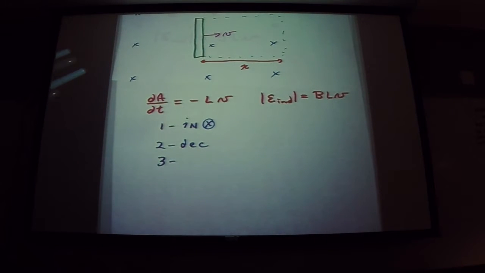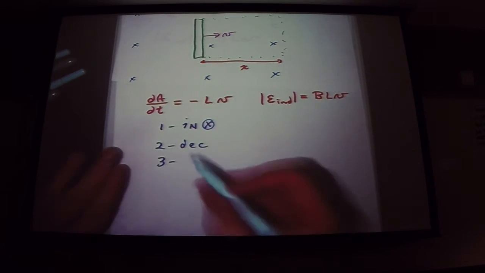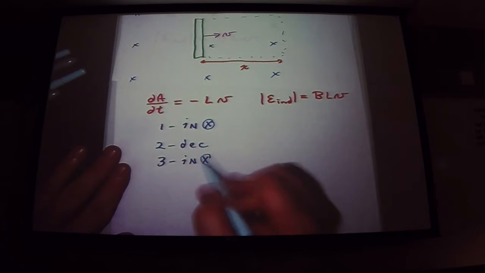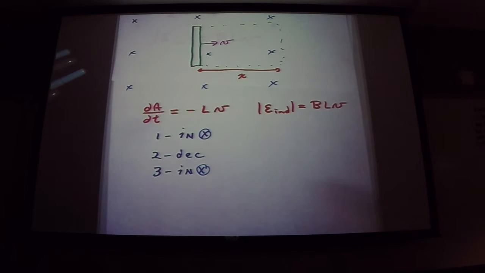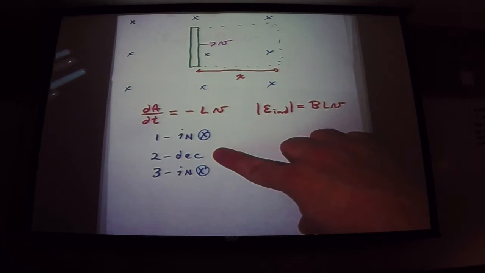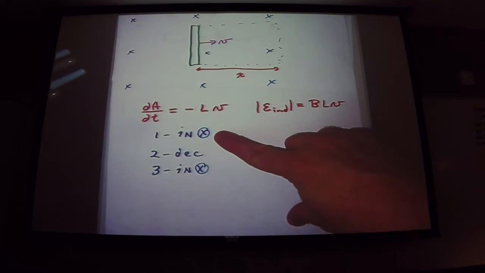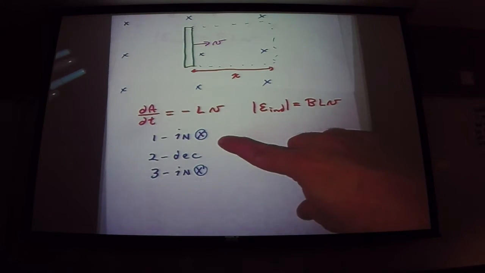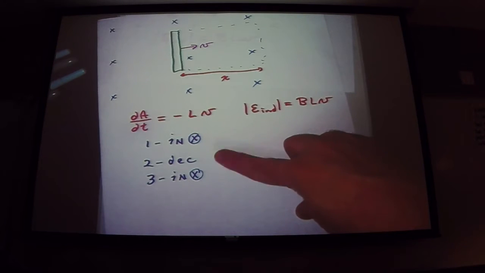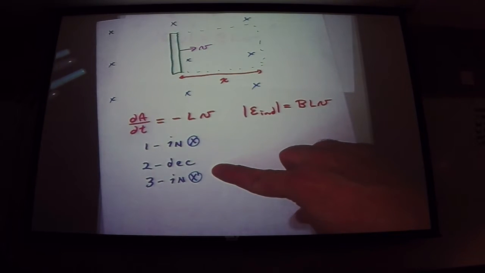So my loop has to produce a magnetic field in which direction to compensate? Into the page. There's another way to get this. If the flux is increasing, then the loop has to do the opposite of what it was. If the flux is decreasing, the loop is going to do the same thing as it is up here. So by looking at these first two answers, you can get the third one.